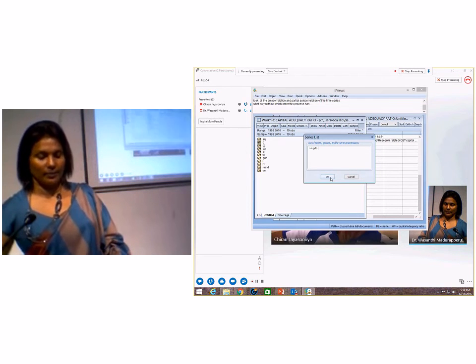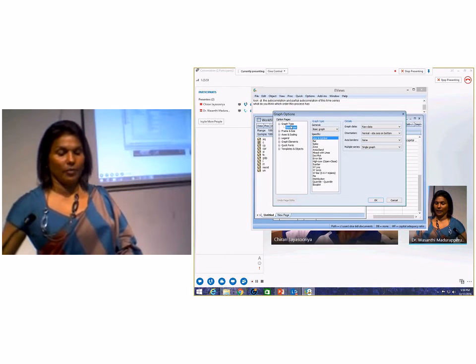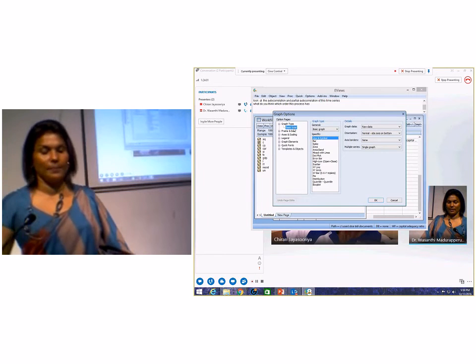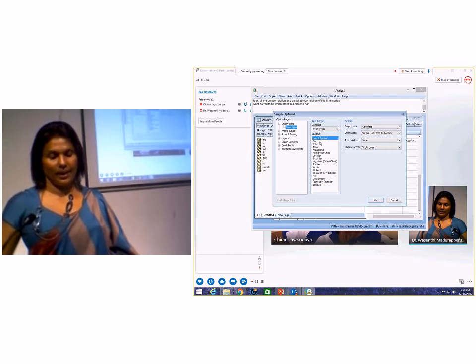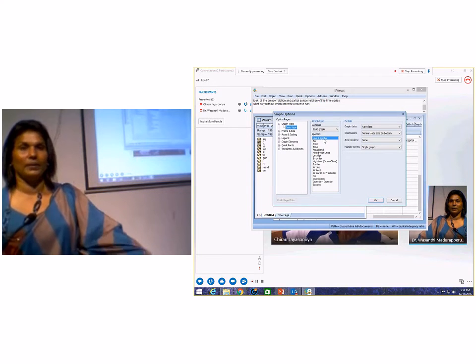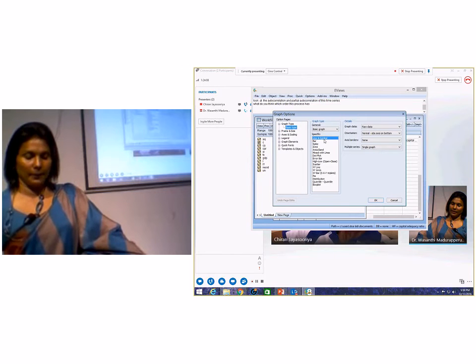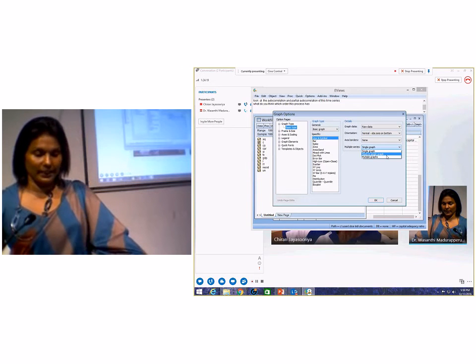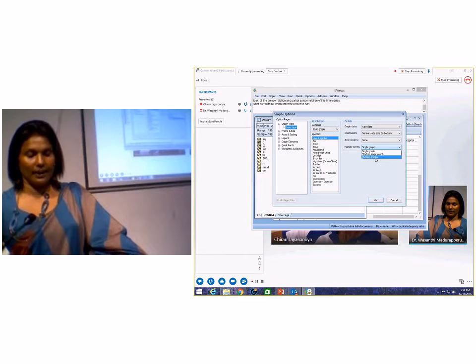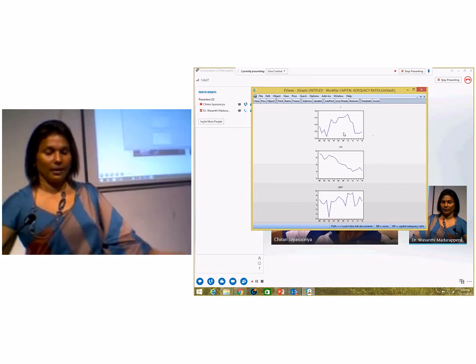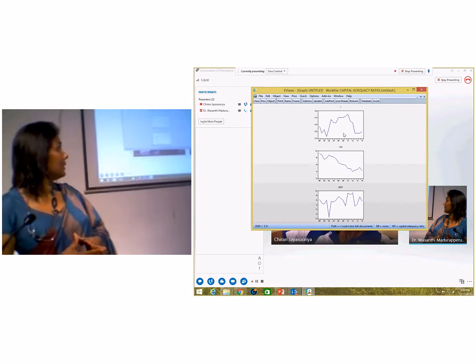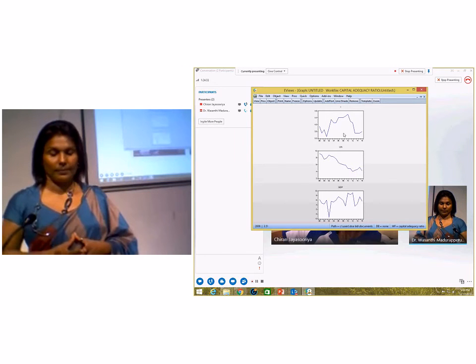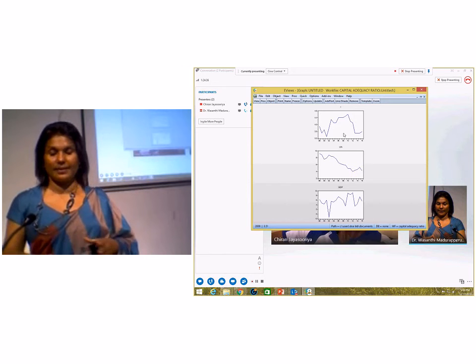So then click OK. Then select the graph type, the basic line graph, and select the specific graph type, line and symbol. Not only a single graph, you need a separate graph for each, so select multiple graph and click OK. So these are the graphs. Then you can see whether the series are stationary or not.